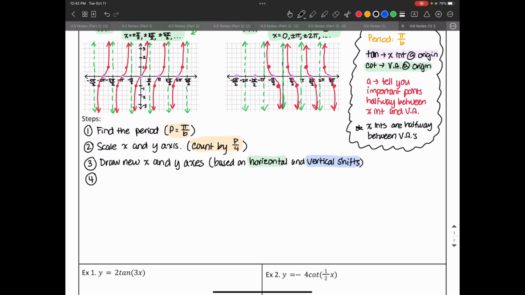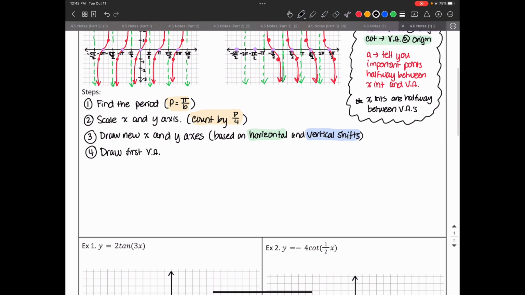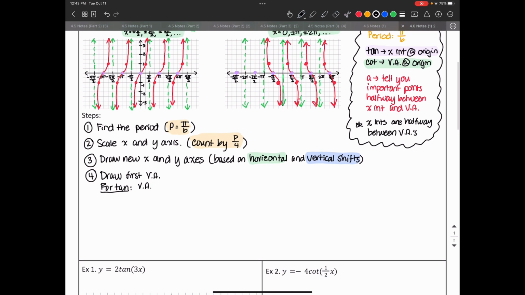For step 4, you're going to draw your first vertical asymptote. So draw where your first vertical asymptote is. For tangent, you can do this in a different way if you want to. I'm telling you to do it in this way, but you can do it however works best for you.